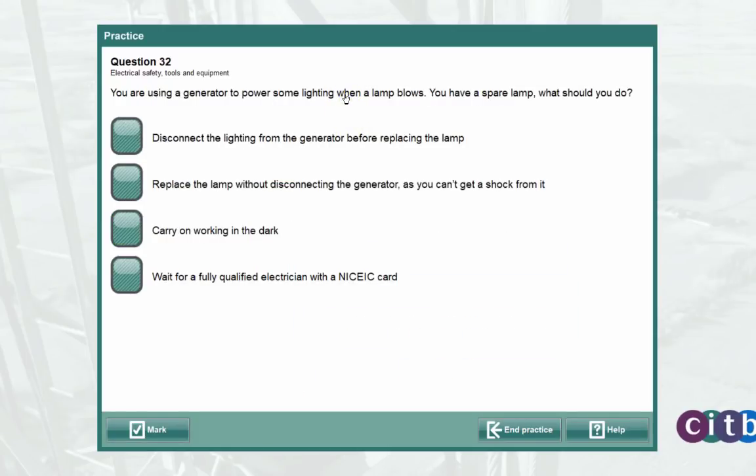You are using a generator to power some lighting when a lamp blows. You have a spare lamp. What should you do? Disconnect the lighting from the generator before replacing the lamp. Replace the lamp without disconnecting the generator, as you can't get a shock from it. Carry on working in the dark. Wait for a fully qualified electrician with an NIC/EIC card.